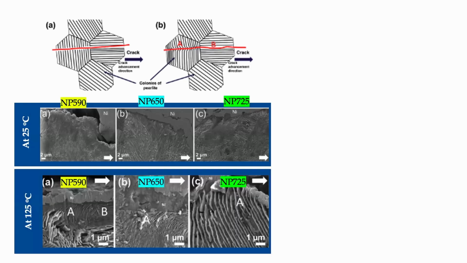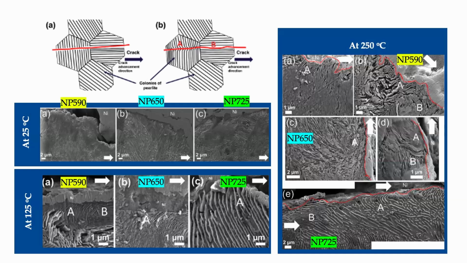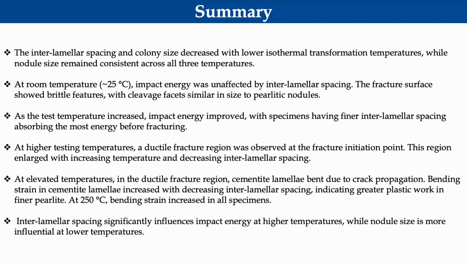Whereas in the case of 125 degrees Celsius, we were able to observe the bending of cementite, and here the bending of cementite is represented by the zone A. We can see the bending of cementite and then further rupturing. Whereas in the case of 250 degrees Celsius, the bending of cementite was more, and this is also a reason why at higher temperature we see a higher impact toughness. So this is my study.